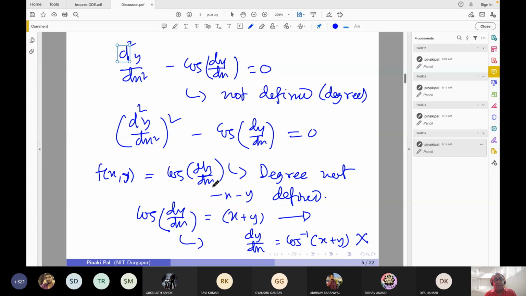Okay, and then I will write the equation in terms of a function where, if it is a polynomial of different powers of the derivatives, I will take the highest power of the highest order derivative. That is my degree. Okay.